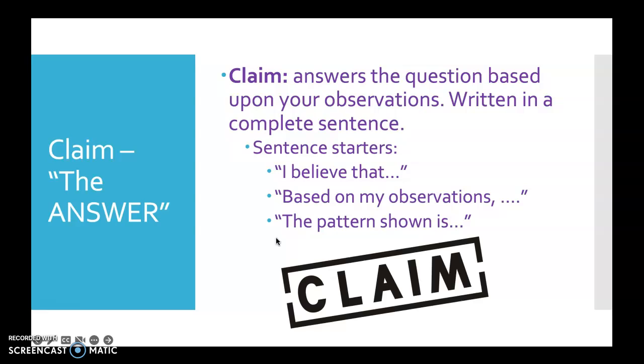So that is your claim. Again, it's the first part of the CER, and it is usually one sentence only, and you're not going into detail about your evidence or the data or the reasoning behind it. You're just simply answering the question.